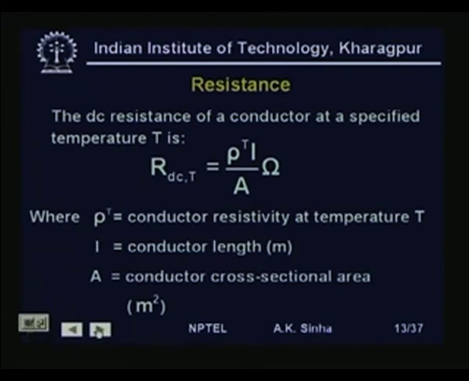As far as resistance is concerned, the DC resistance of a conductor at any temperature is given by R DC is equal to rho L by A, where rho is a function of temperature, that is, the resistivity of the conductor changes with temperature. If the temperature goes up, resistivity will also increase. L is the length of the conductor and A is the conductor cross sectional area.